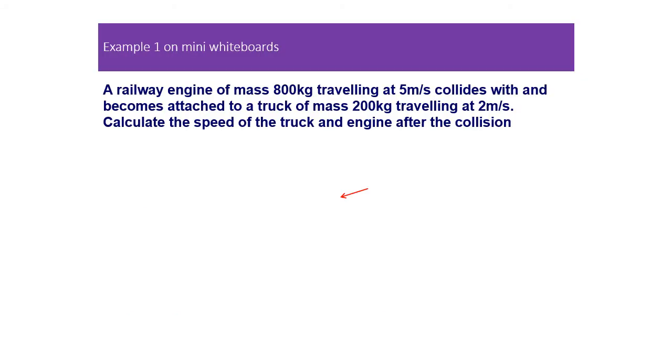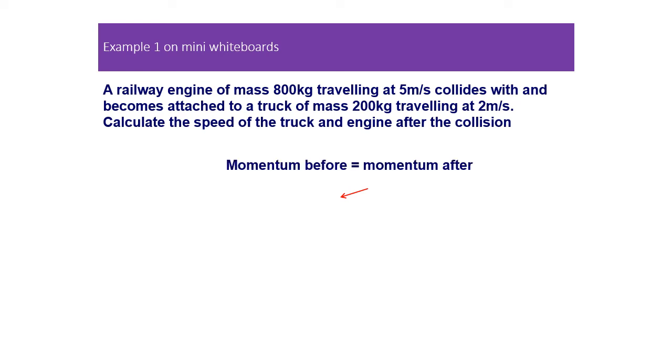Here is the worked example for that. A railway engine of mass 800 kilograms, traveling at 5 meters per second, collides with and becomes attached to a truck. The second object is a truck whose mass is 200 kilograms and whose speed is 2 meters per second. Calculate the speed of the truck and engine after the collision. First of all, you have to calculate the momentum before collision.